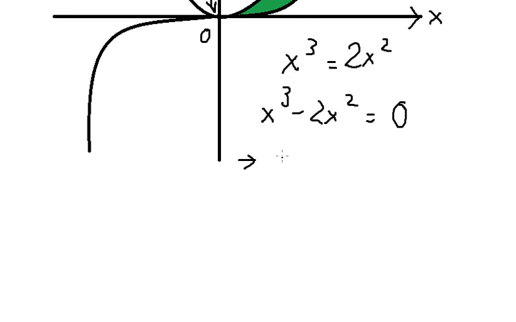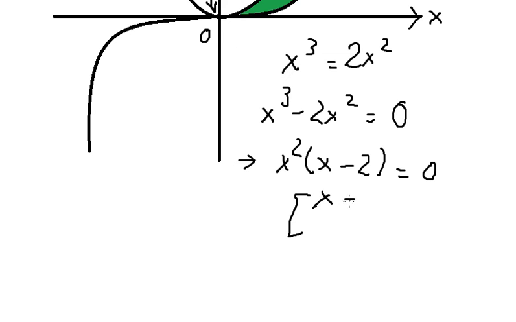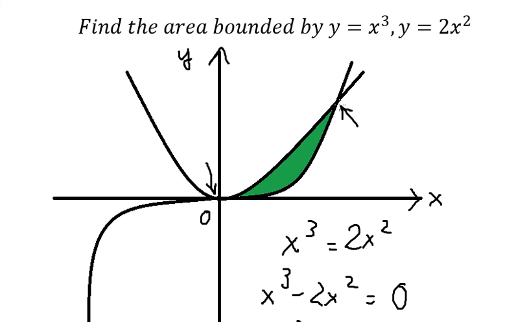We can do factorization. And this one we have two solutions. That's x equals 0 and x equals 2. So this intersection in here, that is 2. This one in here, that's 0.